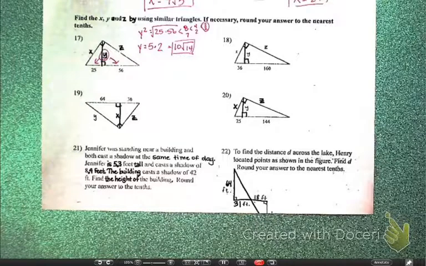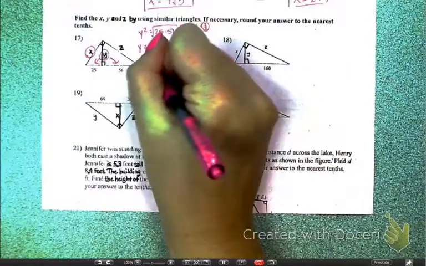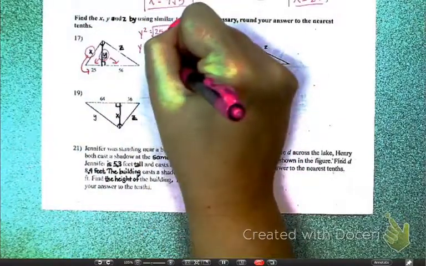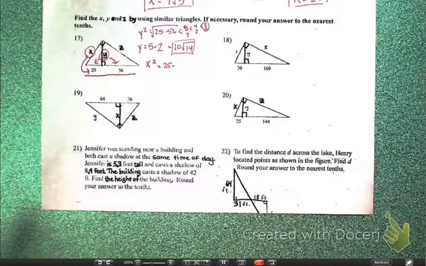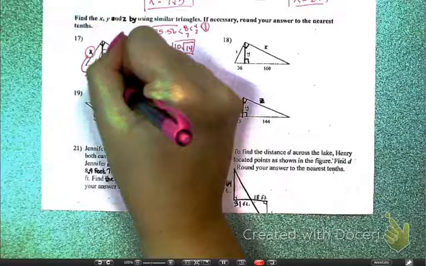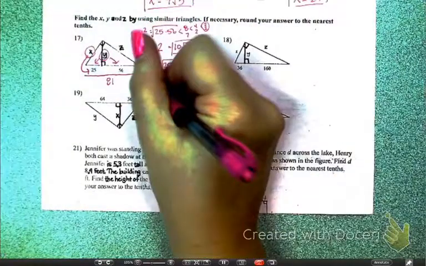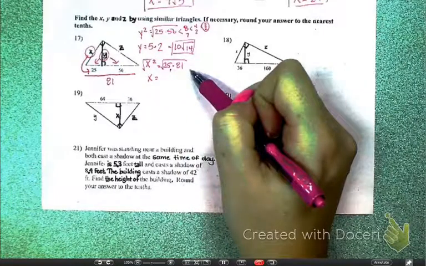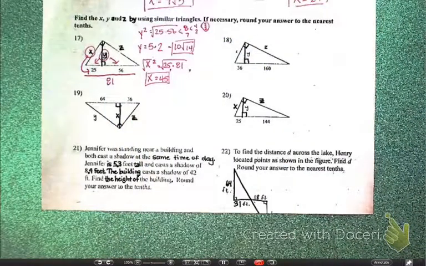What do we want to solve for next? X or Z? X? Okay. So it's a leg problem. Leg squared equals the adjacent piece times what? Times the entire hypotenuse. What is the length of that entire hypotenuse? 81. So it's 25 times 81. If I take the square root, square root of 25 is 5. Square root of 81 is 9. 5 times 9 is 45.